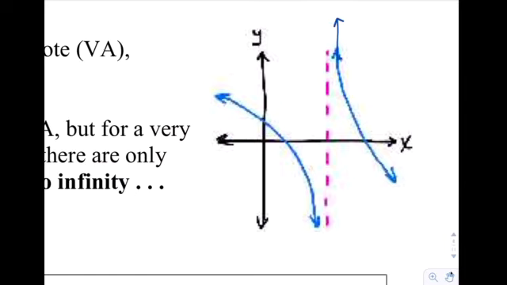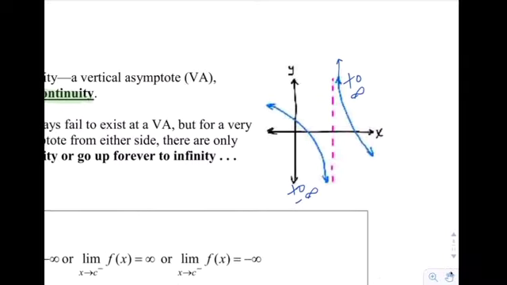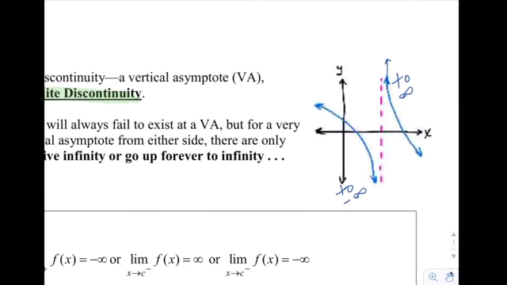Why do you think it's called an infinite discontinuity? Because what? What goes to infinity? The y values, the function values, yeah. The y values or the function values are going to infinity, increasing without bound, or they're going to negative infinity, decreasing without bound. So a vertical asymptote is fine. I'll abbreviate it VA, but realize that it's a non-removable infinite discontinuity.